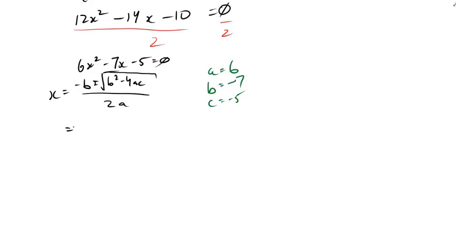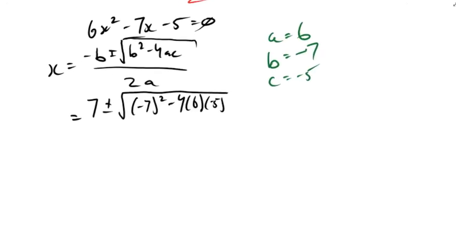Okay, so negative b, which is negative 7, which is positive 7. Negative 7 squared minus 4 times 6 times negative 5. Now I want to talk about something before we go and do this, so just watch for a minute. All over 2a, so 2 times 6.